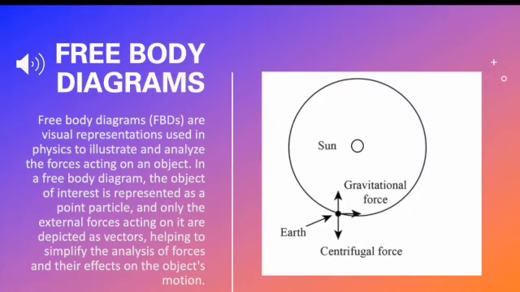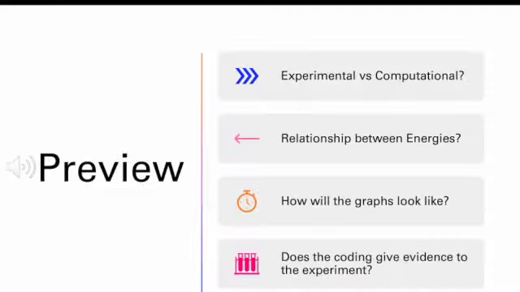Free body diagrams are visual representations used in physics to illustrate and analyze the forces acting on an object. In a free body diagram, the object of interest is presented as a point particle, and only the external forces are vectors in the equation and picture. Some previews that we may ask are the difference between experimental and the computational data, the relationship between the energies, how the graphs look, and does the coding give evidence to the experiment.